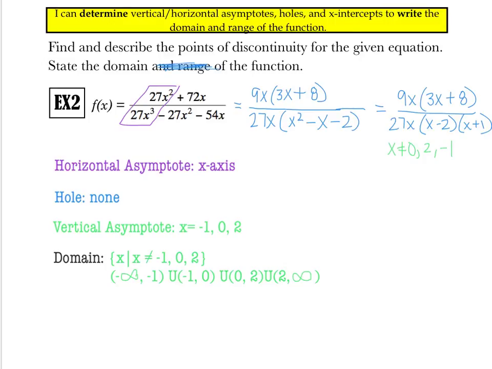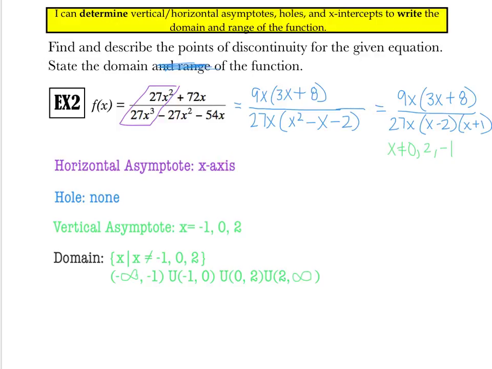Alright, so if I did this right, I found that there was a horizontal asymptote on the x-axis, because when I looked at the largest degree of both the numerator and the denominator, the degree is larger in the denominator because I have a x to the third versus x to the second. So by rule, the horizontal asymptote is the x-axis, or where y equals 0.